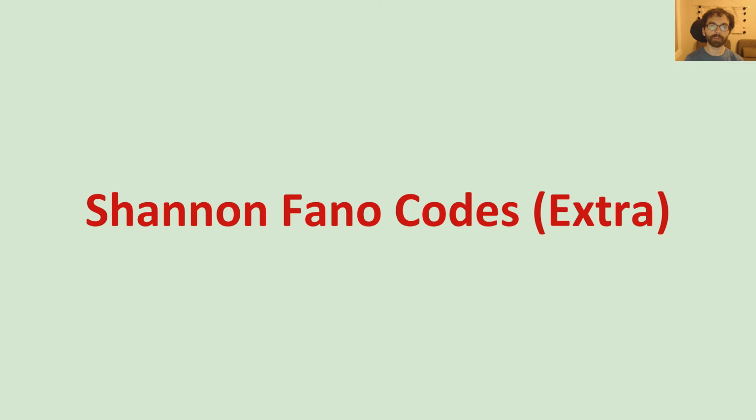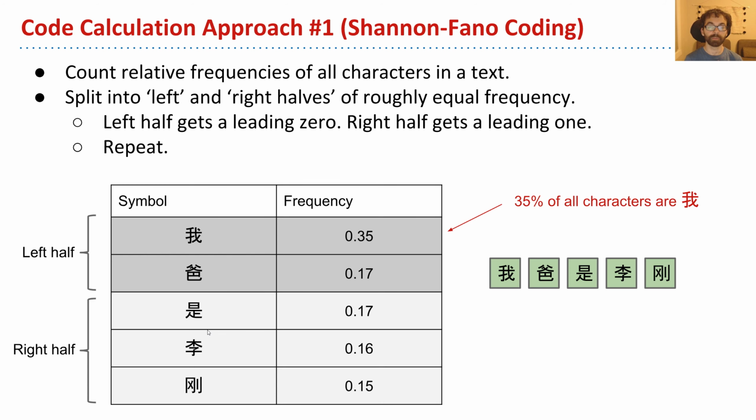One approach to building an efficient prefix-free code is known as a Shannon-Fano code, named after some of the early pioneers of information theory. So the basic idea in a Shannon-Fano code is that we want to count up all of the characters in our text. I'm using Chinese characters just to drive home the fact that it's not all about English. It could be to compress anything.